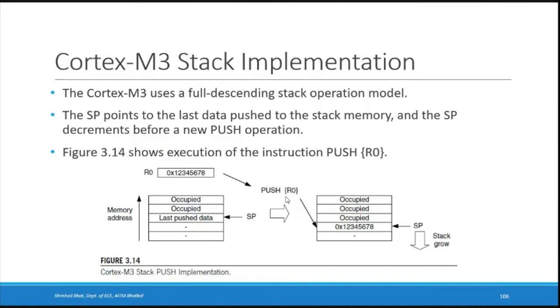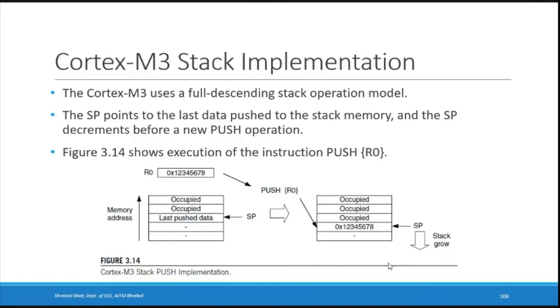So suppose you want to push the contents of this register R0 into the stack. Suppose the stack pointer is pointing to this particular location. This is the last pushed data. That is where the stack pointer is pointing. When you push the new contents into the stack, the stack pointer is first decremented by 4. Each location will have 8 bits, that is 1 byte of data. So for 32-bit data, it will require 4 memory locations.